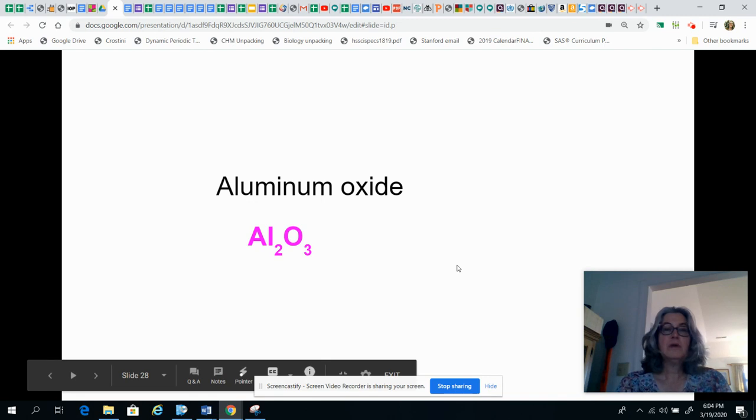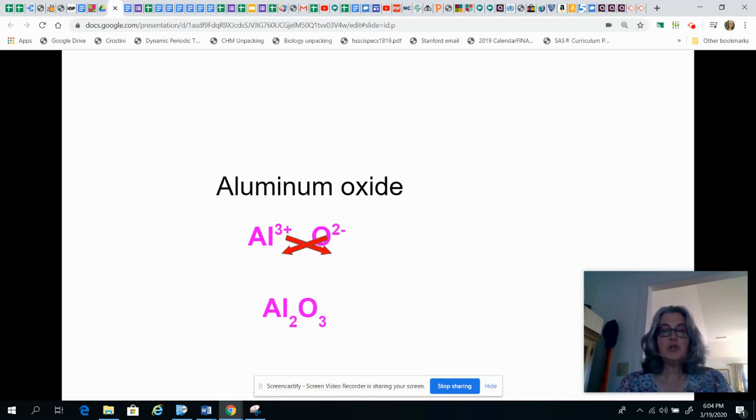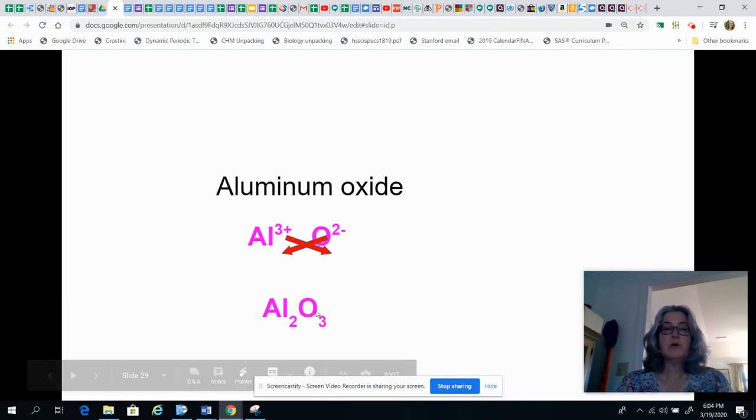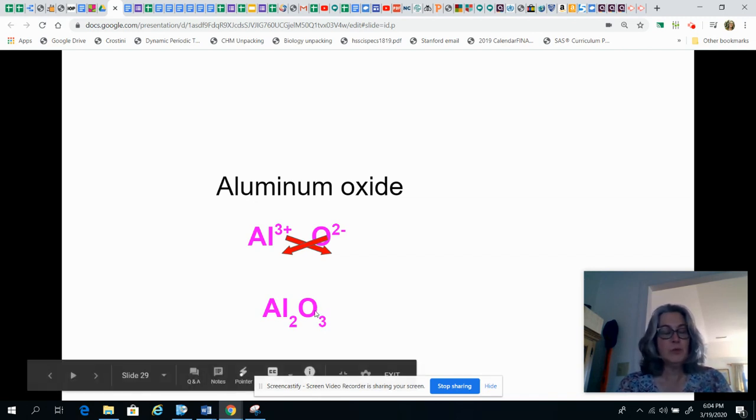There's another kind of quick and dirty way to do that. We take the charges and we crisscross them. We ended up multiplying by 3 and dividing by 2, multiplying by 2 and dividing by 3. We ended up, when we made that formula, with the 2, no plus or minus, on the aluminum, and the 3, no plus or minus, on the oxygen. So if you have trouble, I really would like everybody to understand how to do it the other way, but if you have trouble, you're stressed out, you're on a test, you can always try to do the crisscross.